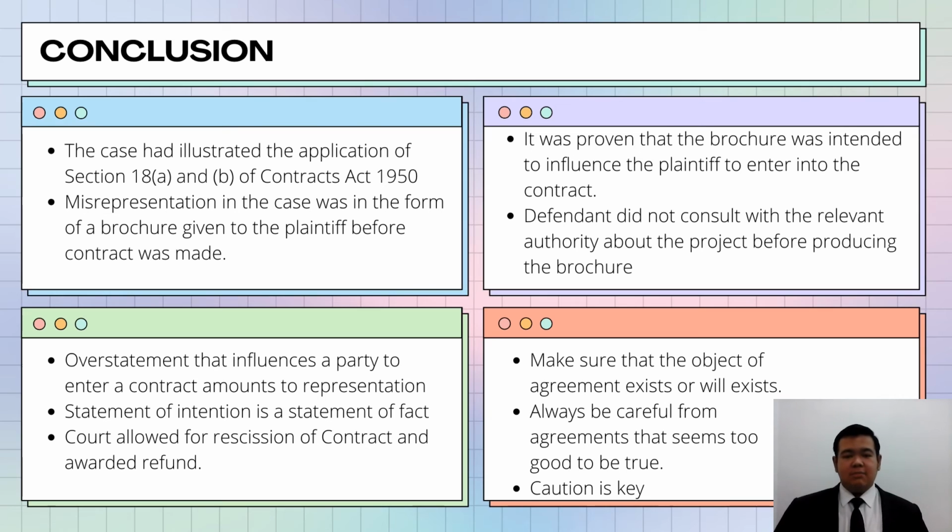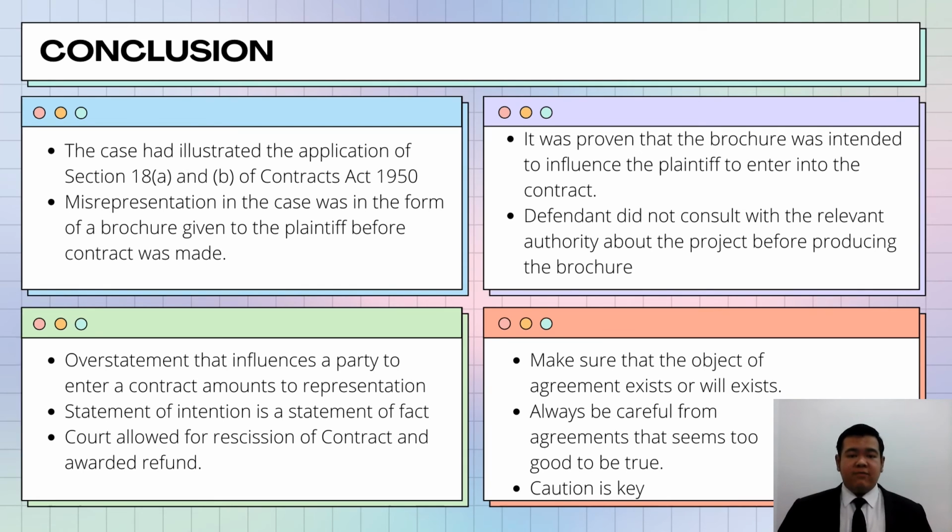In the case, misrepresentation had occurred when the defendant gave the plaintiff a brochure about the resort before entering the agreement. The brochure contained pictures and statements that showcased the many facilities that would be provided in the resort. Among them were a marina, floating seafood restaurants, and chalets. Various sea activities were also available. This influenced the plaintiff into entering the agreement.